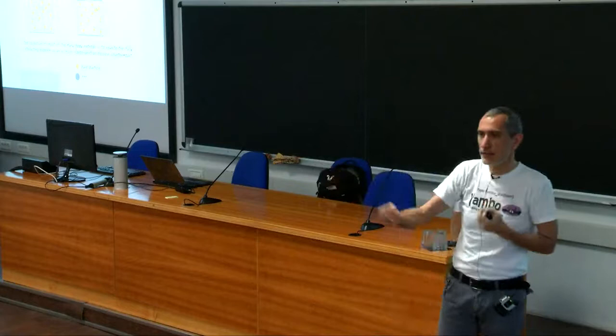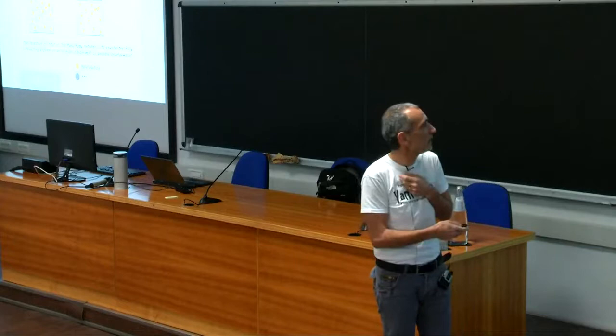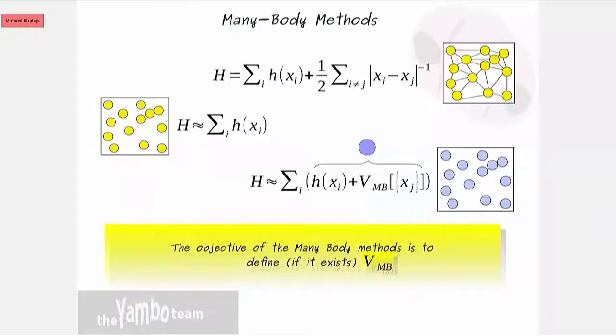So how do I define, and how do I know if such a representation exists? In the many-body methods, the idea, from a formal point of view, is to replace this Hamiltonian not with the free one, but with a free one plus, in addition, a many-body potential. It's a single-particle many-body potential that is not produced by nature. It's something that you introduce mathematically. And then you require this potential to satisfy some condition, to reproduce something of the full Hamiltonian. What? Now we see.